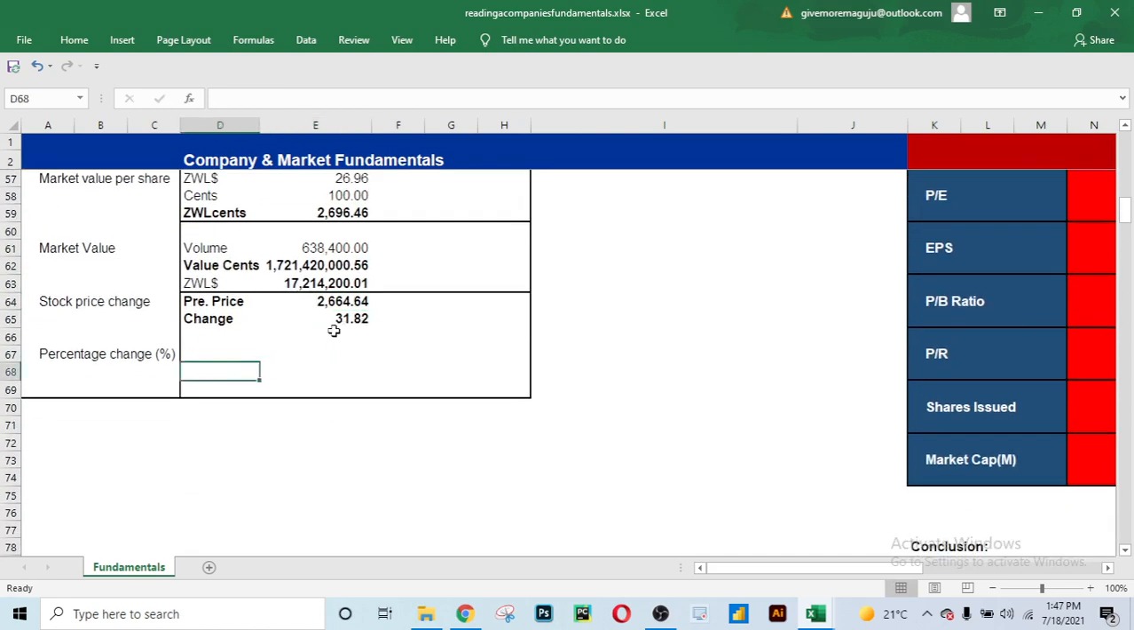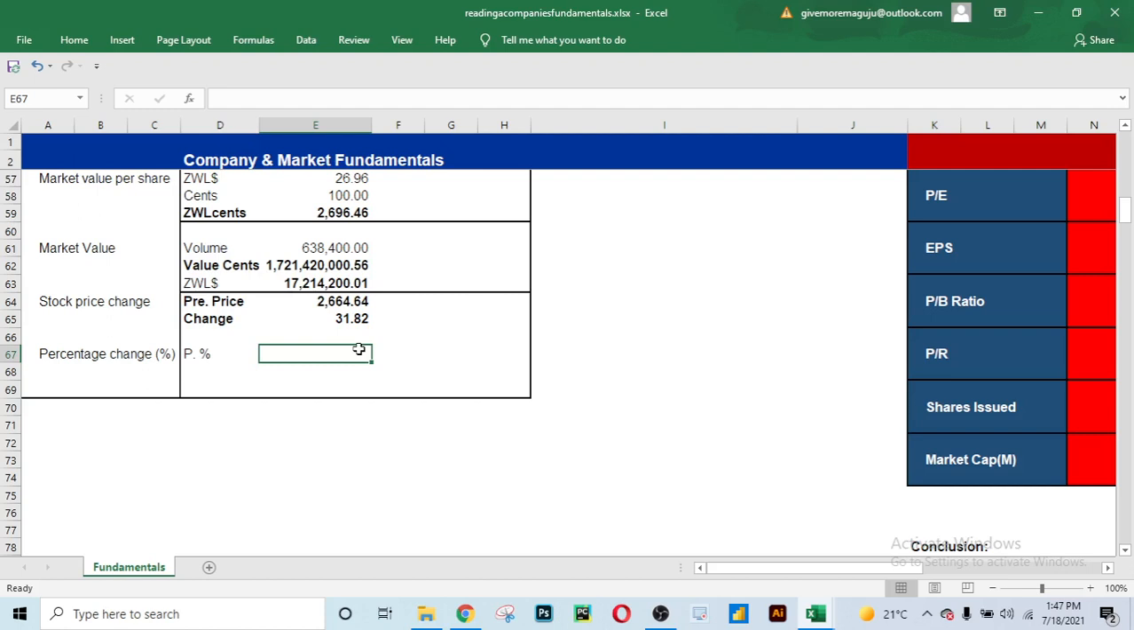So all we are concerned about is this price change. Let's look at the percentage change in the share price. I'm going to show you two ways. The first one that we are going to look at, like I said, is that we have two ways to calculate the percentage change of the stock price.